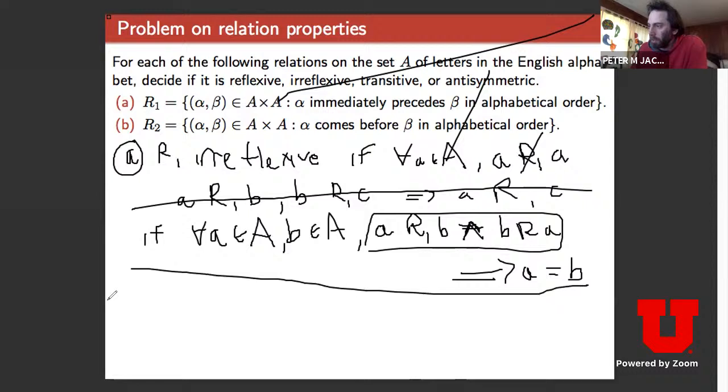Okay, then we can look at B. Are there any questions on the reflexivity, irreflexivity, transitivity, or antisymmetry of R1? Was there any confusion about any of those?